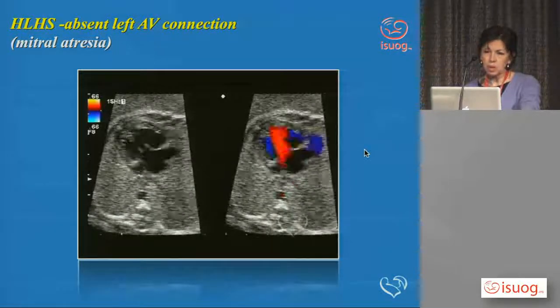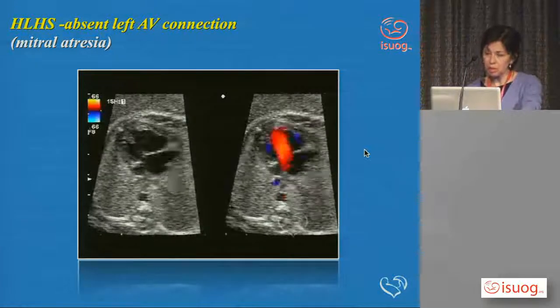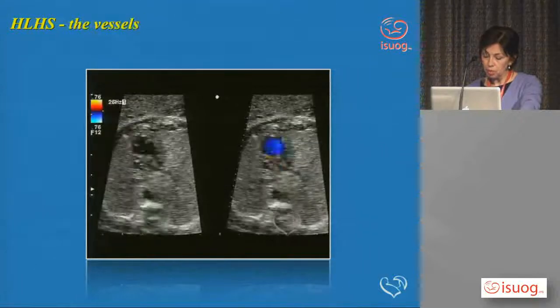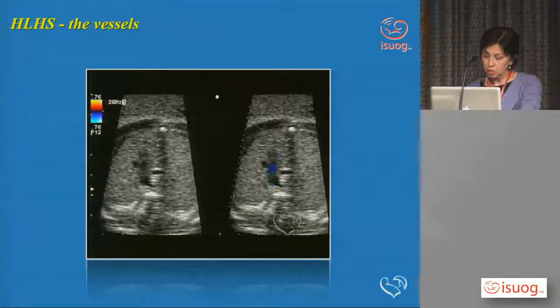So this again is a poor prognosis for this baby, and this baby actually died very shortly after birth with pulmonary edema. So those are the details that need to be paid attention to if you're going to do the counseling.